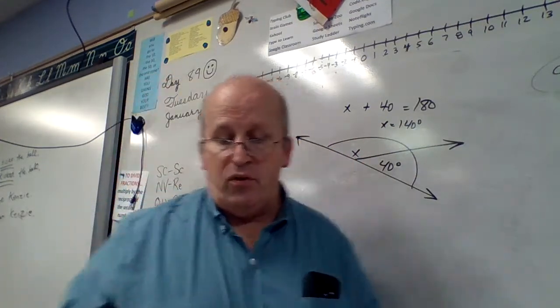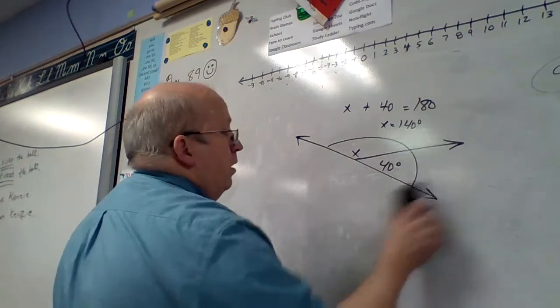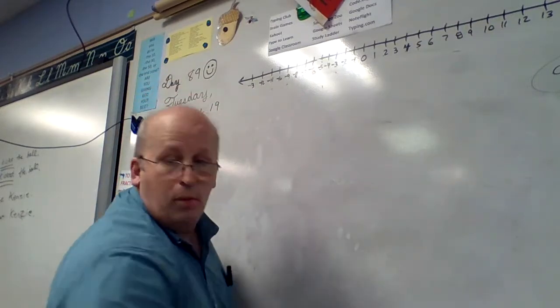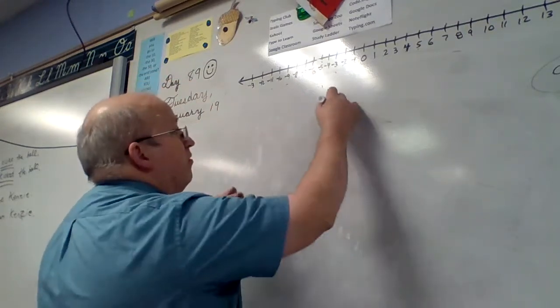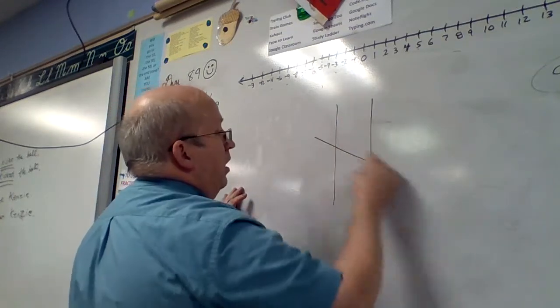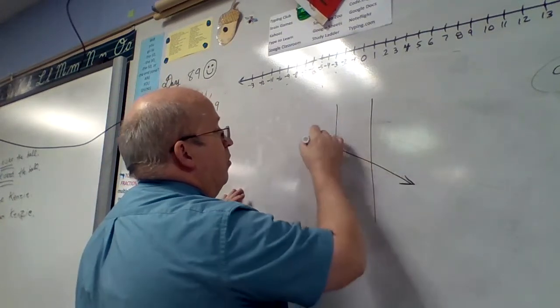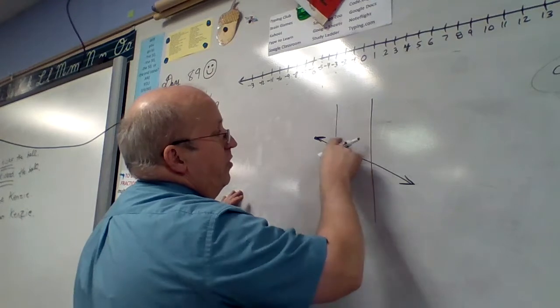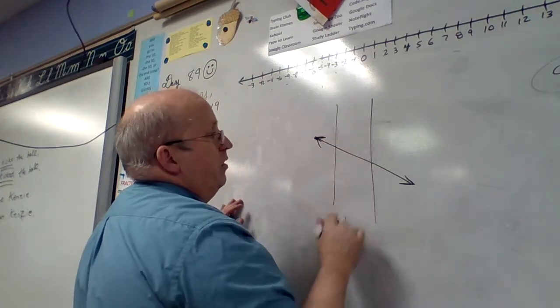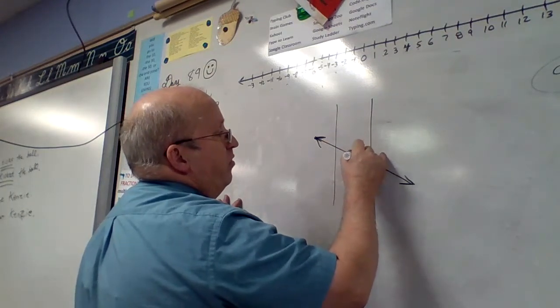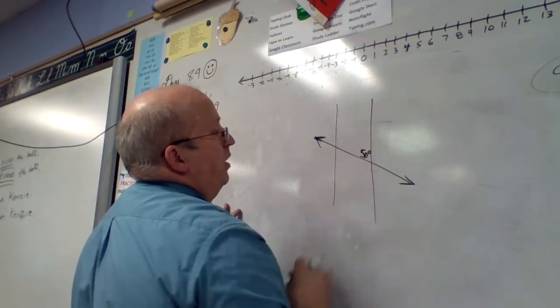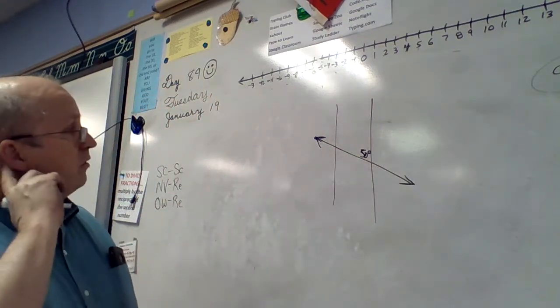How about number 4? What do I got there? I've got two parallel lines. And they're asking you to imagine, what if this is 70? What would this be? Well, I'm not going to do 70, but what if this is a 50-degree angle? What would this one have to be? Well, let's think through this.